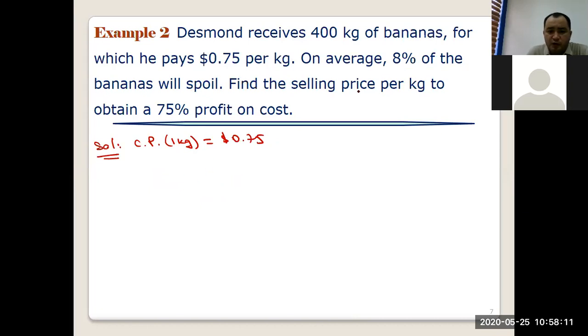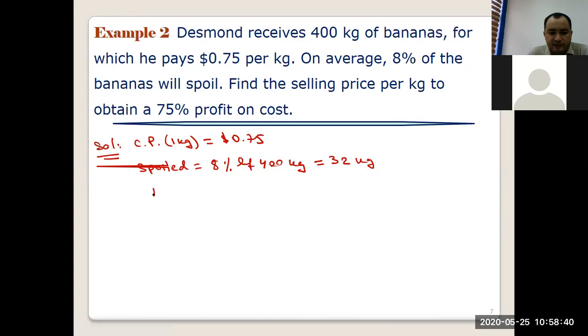So spoiled is how much? 8% of 400 kg, which is 0.08 times 400. That is equal to 32. So that means 32 kg of bananas spoil, right?